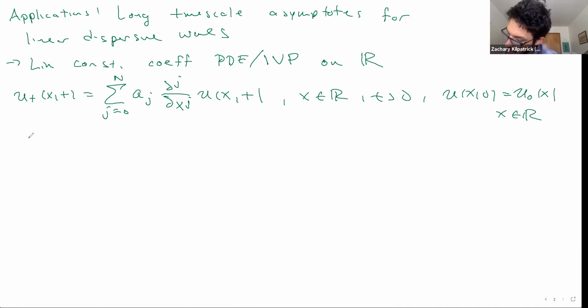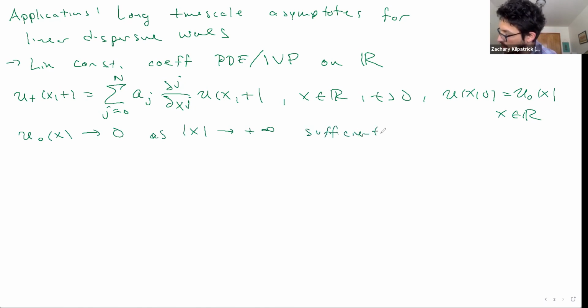So, let's say that u of x goes to 0 as x goes to infinity sufficiently fast for a bounded, integrable solution. Okay? So as long as we have this sufficient condition, what's one way of solving this PDE that we might use?